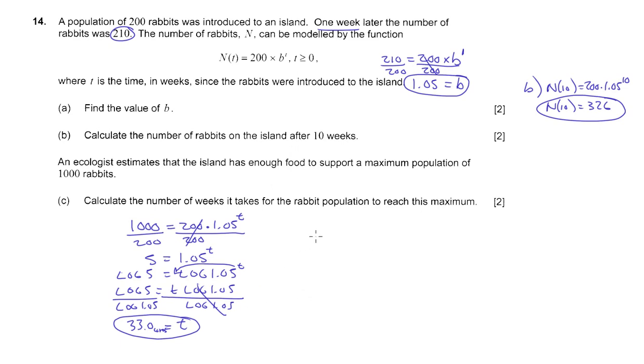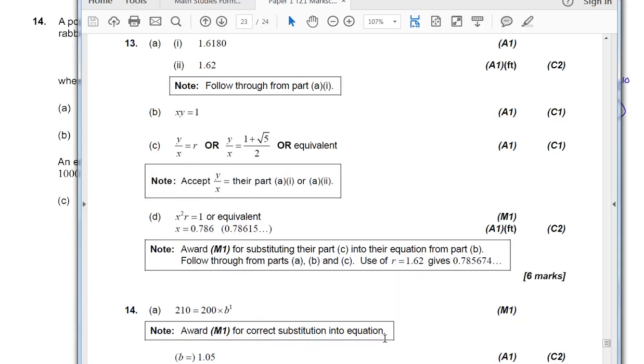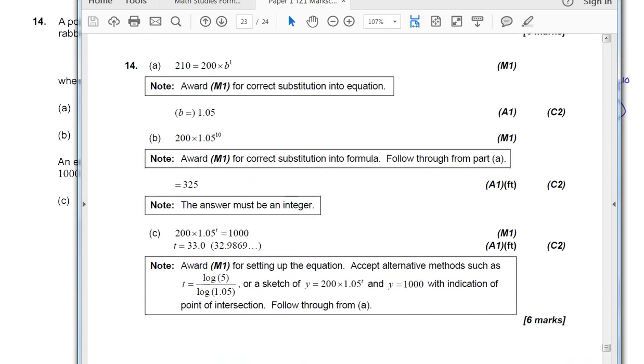Okay, I think that's it on there. Let's look at our mark scheme and see how we did. Okay, so first one, we did 210 equals 200 times b to the first. That's exactly what we did. And we awarded M1 for correct substitution into the equation.